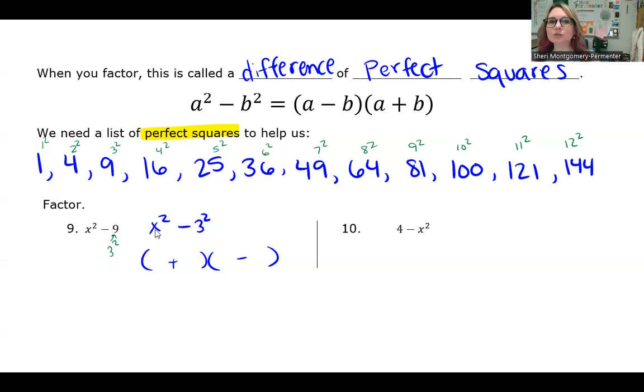The next thing that you do is you put the first thing first and the second thing second in both of them without the square. So do you notice any squares in the parentheses over here? No. If they're squared over here, your answer has no more squares. So the x is first and the 3 is second. That's it.